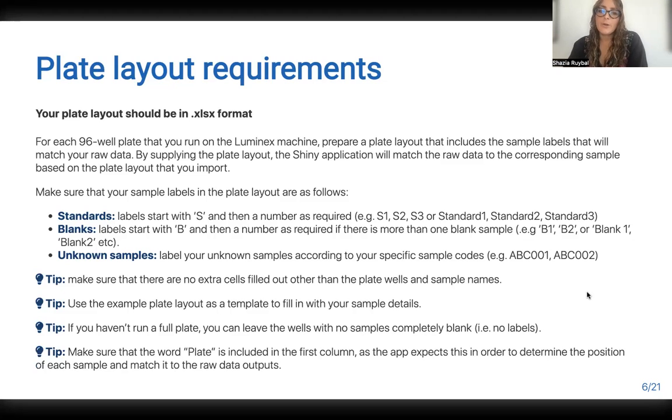The other point that Fiona also brought up yesterday is that you want to make sure that the word plate is included in the first column. This is important because the Shiny app expects this word so that it knows where the relative positions of the 96 well plate are. It uses that as an anchor to say, okay, this is the top left corner of the plate, and then it can figure out which location your samples are in, and it matches them accordingly.